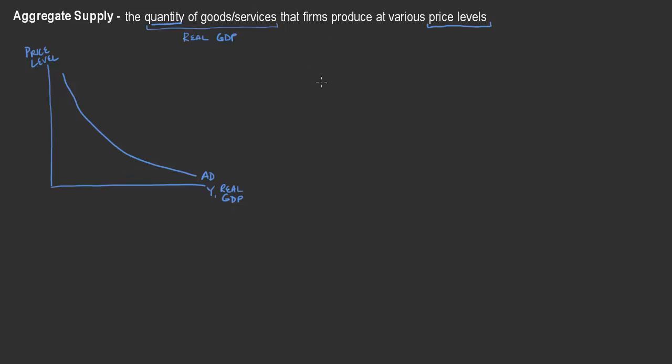Now what I want to think about is what's going on with the aggregate supply curve. And it turns out there are actually two different models for the aggregate supply curve. And they're both dependent on the time horizon. So the time horizon here, what we're really talking about is, are we talking about the short run or are we talking about the long run?